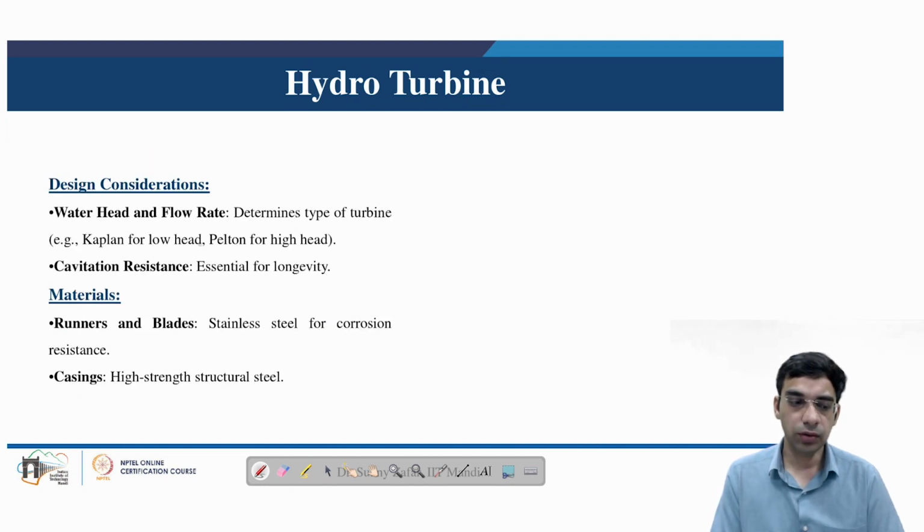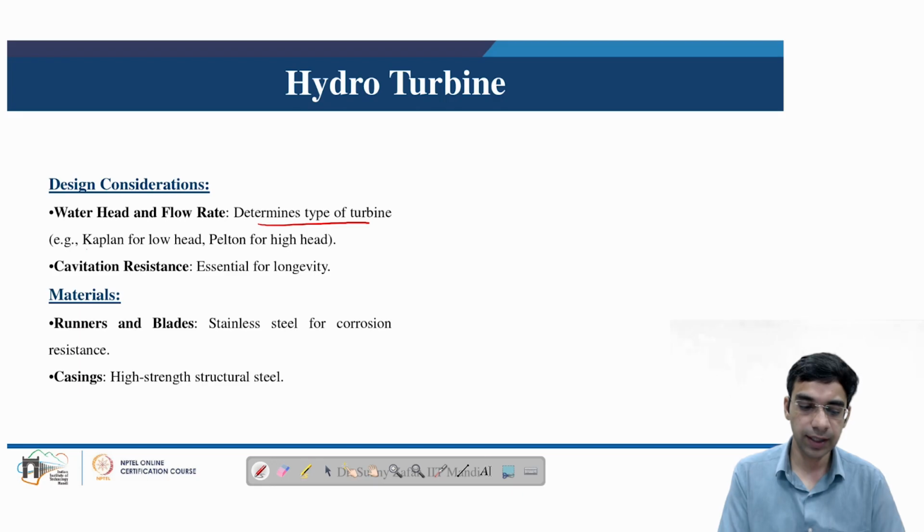So if we look at the design considerations, here the water head and the flow rate determine what type of turbine will be used in the hydropower plant. For example, the Kaplan turbine is an axial flow turbine which is known to function at low head and high flow rates, whereas the Pelton turbine is known to function when we have high head of water and low flow rates. Similarly, the hydro turbines are also subjected to cavitation erosion.